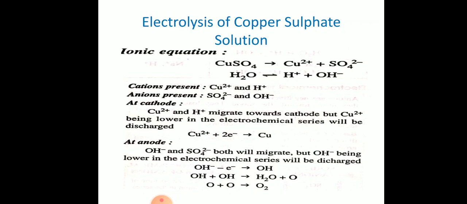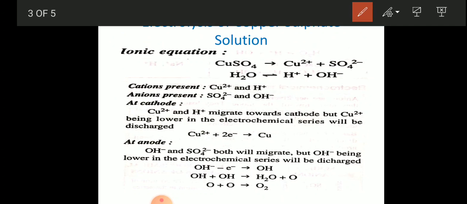Now if you see in these two reactions, there are two cations present, Cu2 plus and H plus. So we have got two cations. And we have got two anions as well, sulfate ion and OH minus ion.